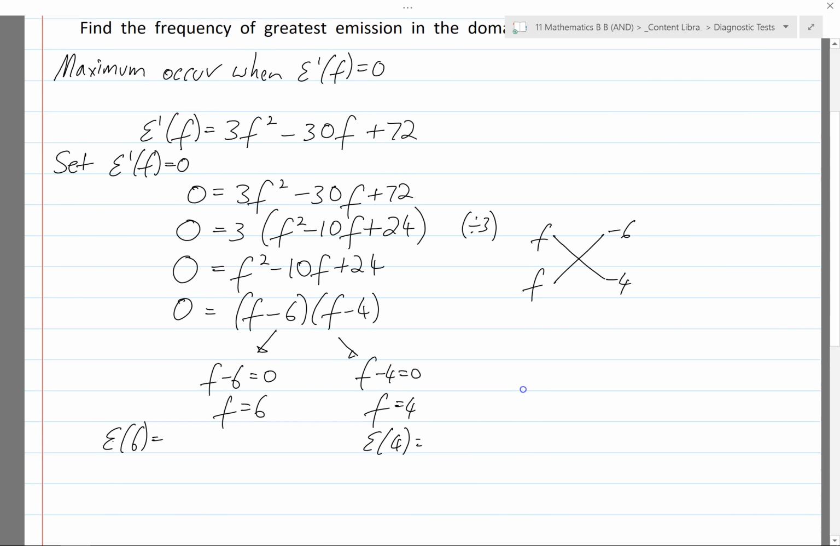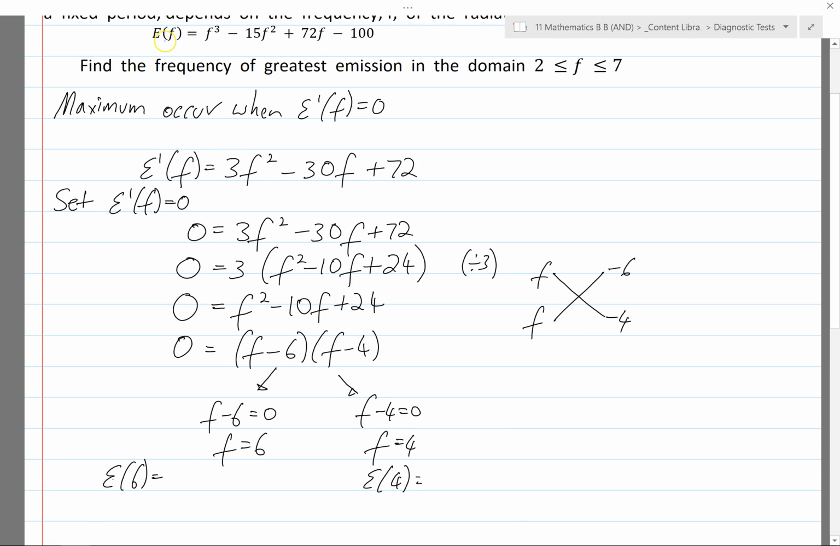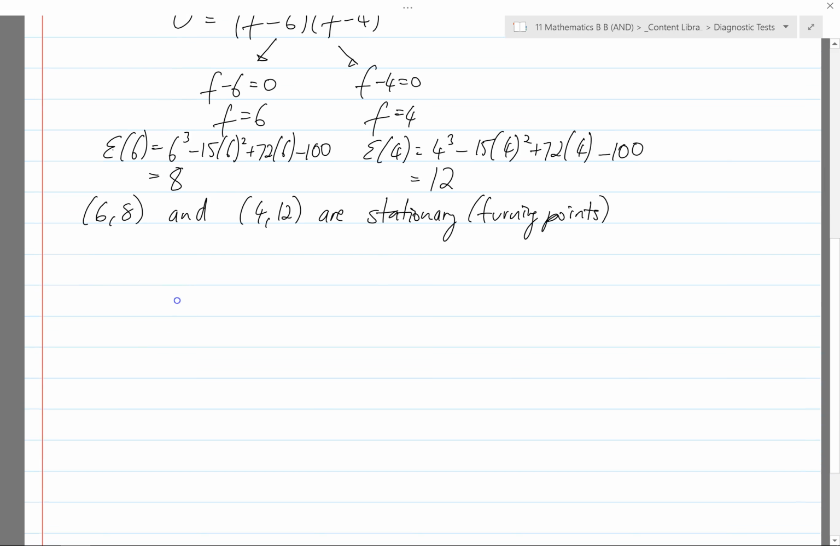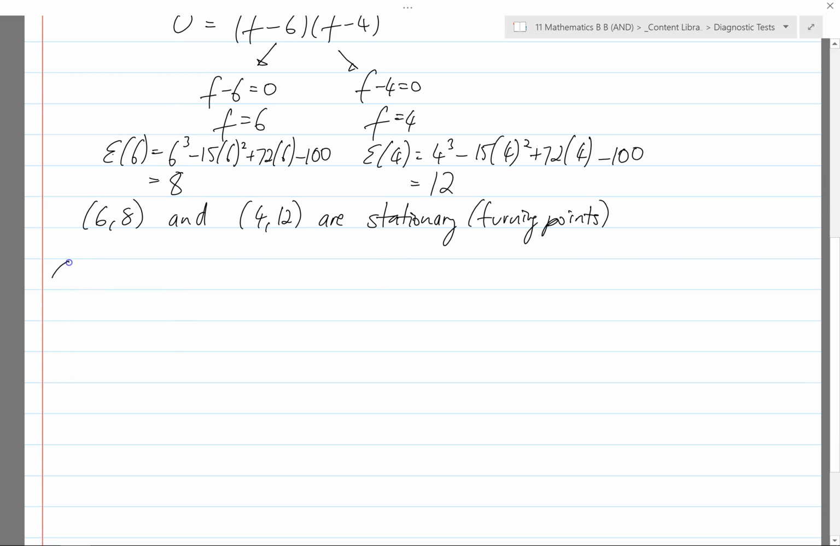Okay, so I'll sub these both into my original equation up here. So I get to this stage where I now know that 6, 8 and 4, 12 are stationary points or turning points. And the next step is to do a classification on both of these.